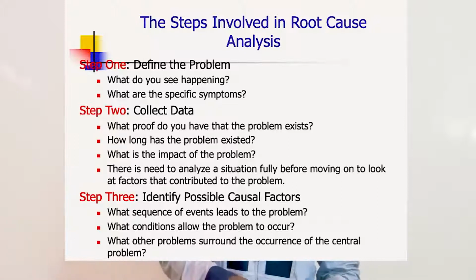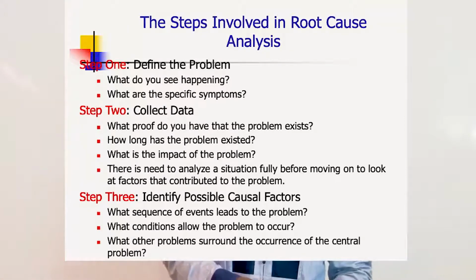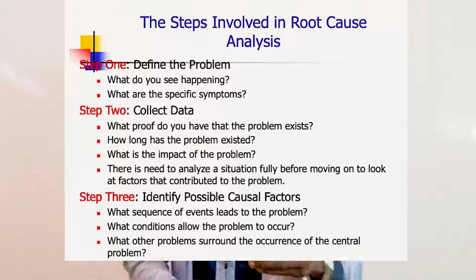That takes us to the final step in root cause analysis, and that is step 3, identifying the possible causal factors. What sequence of events leads to the problem or led to the problem? This one failed, and then it resulted in this one happening, and the other one happened before it finally failed. We want to be sure. What is the sequence? For instance, a roller stopped. That is the first thing that you saw happening under step 1.